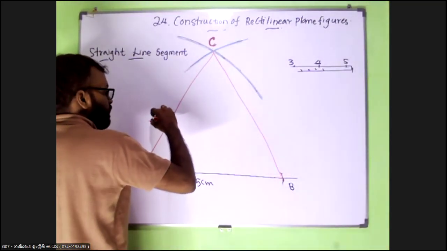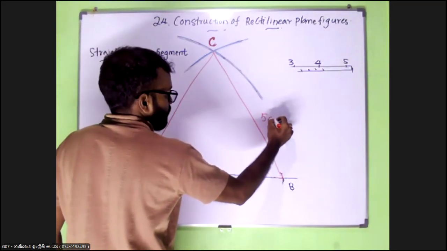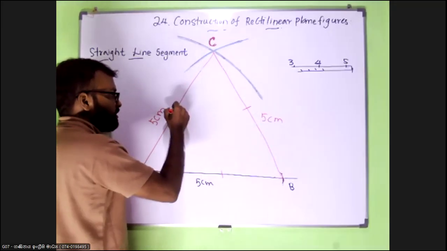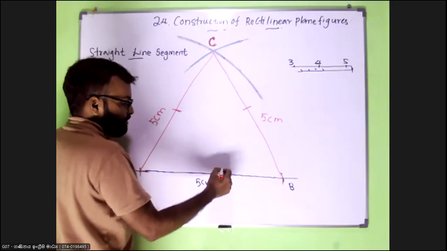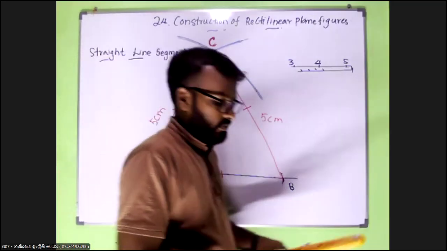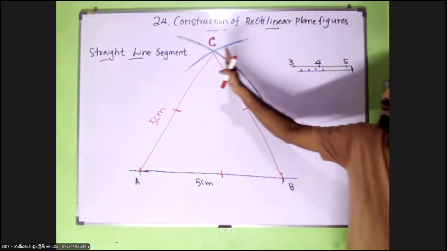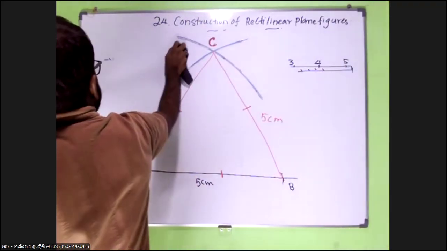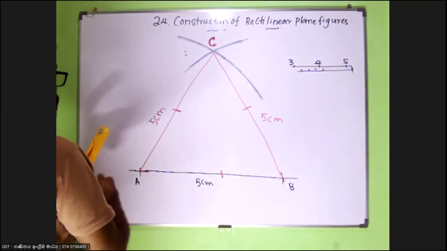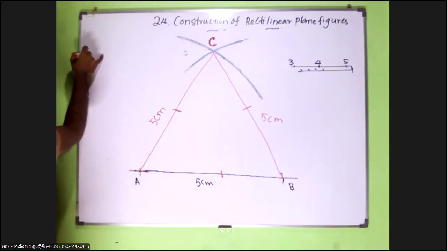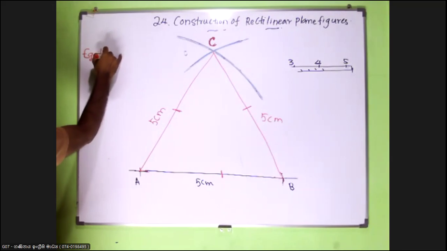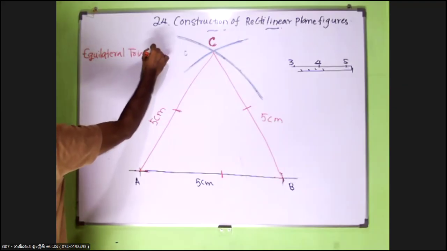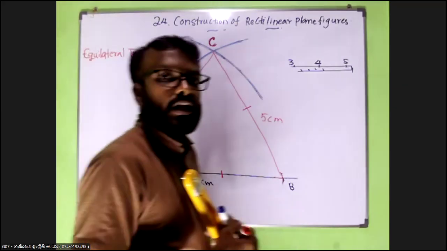And this side is also 5 centimeters. This side is also 5 centimeters. And you have to put this mark equal, equal, equal. This side equal to this side, and this side equal to this. All 3 sides are equal. This is how we are going to draw an equilateral triangle, not a straight line shape. This is how we are going to construct an equilateral triangle.